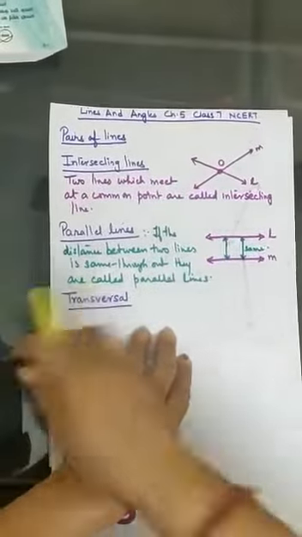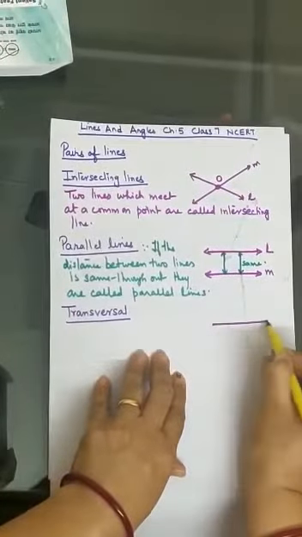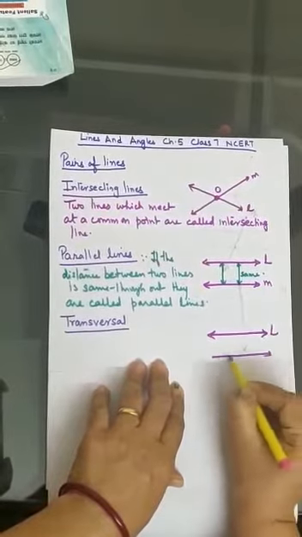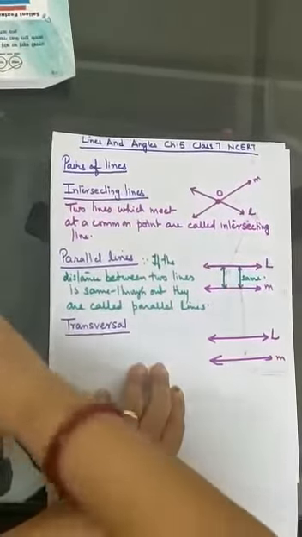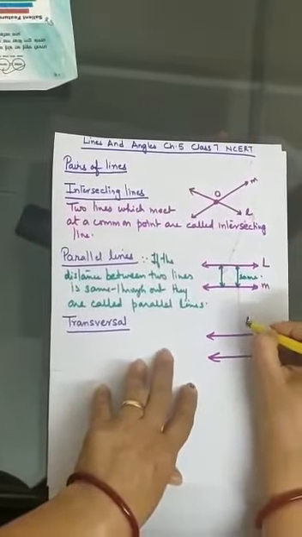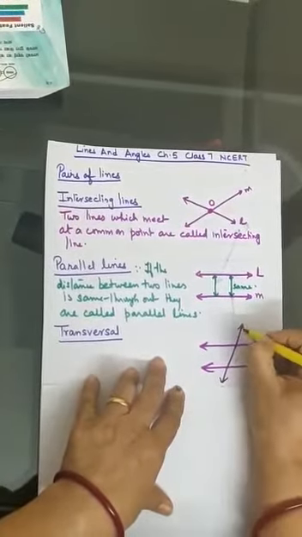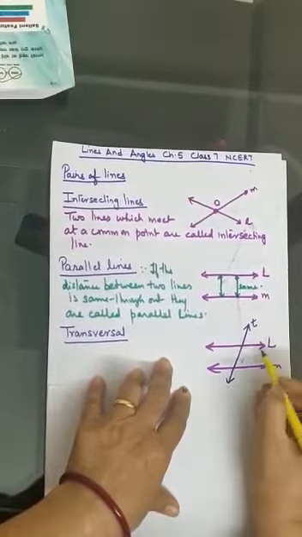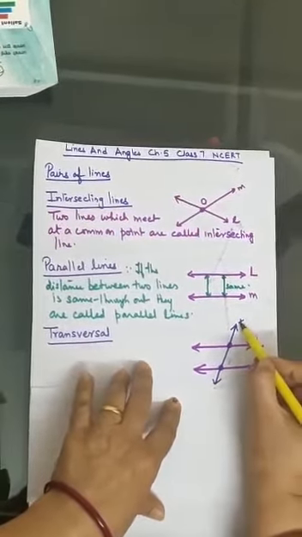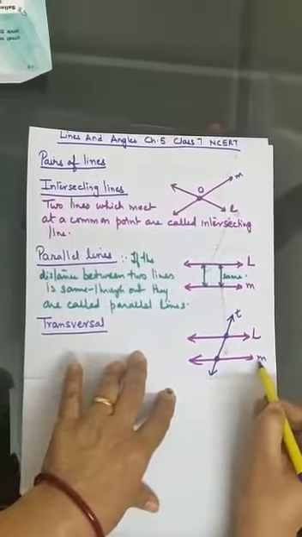Now see what is the transversal. I am drawing these two lines. This is line L and this is line M. Okay. Now these two lines are cut by a third line. This is cut by a third line T at distinct points. Then this line T is called the transversal to these lines L and M.